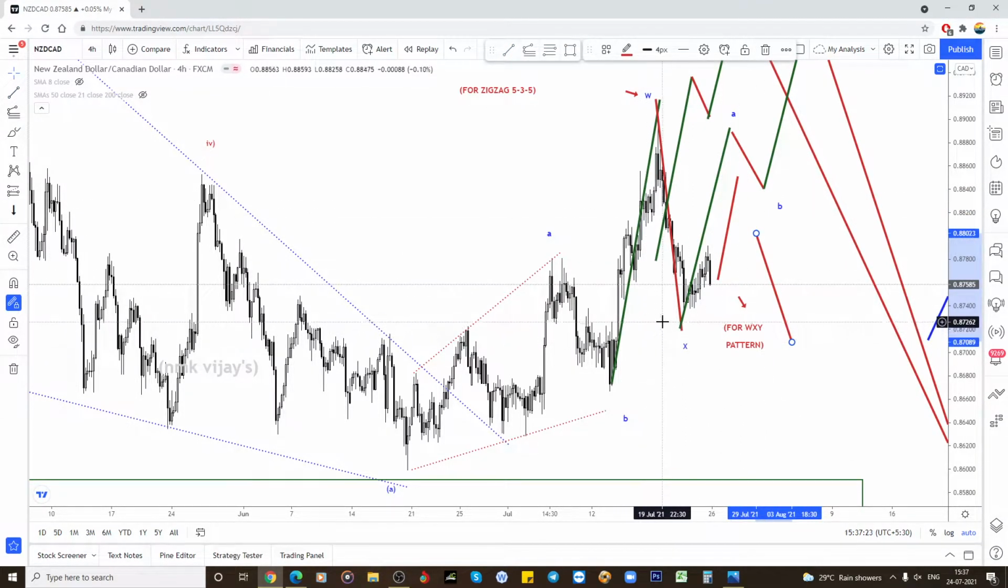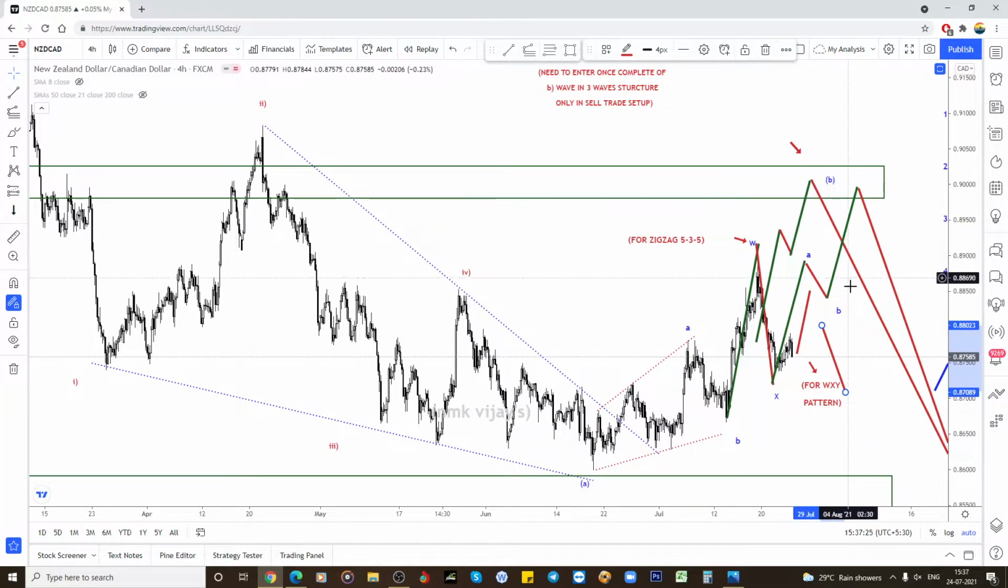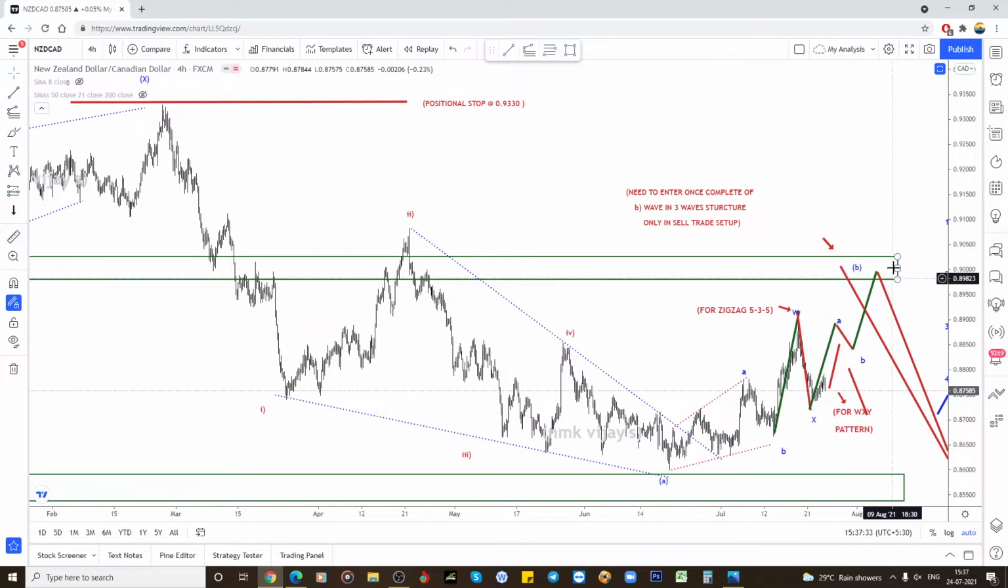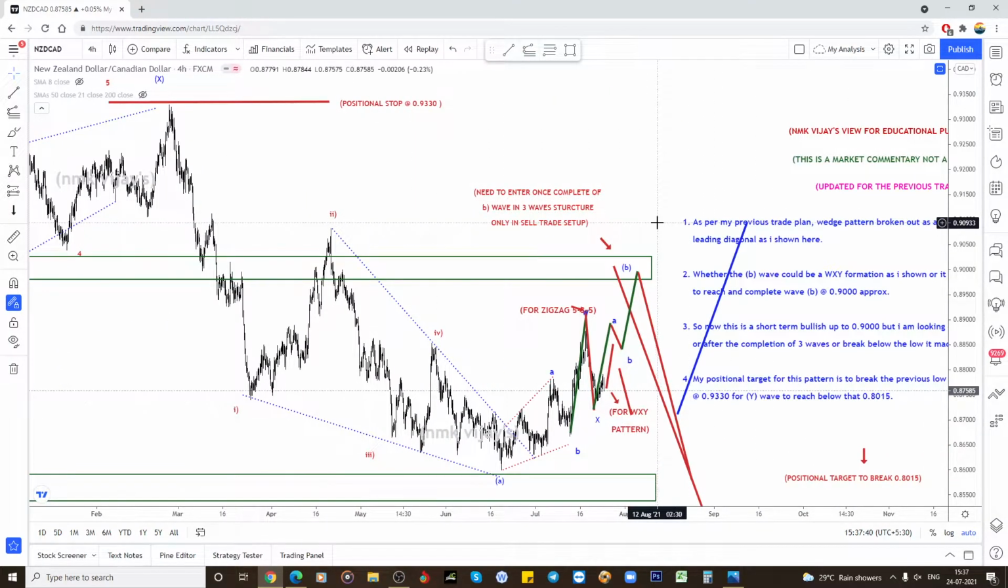whether it is going to break this low. Otherwise, if it is making an irregular flat formation, that we have to watch, and then only we have to trade. But I'm expecting this 0.900 zone, or it could reach up to 0.9100 also. So let's move on to the next pair, Euro New Zealand.